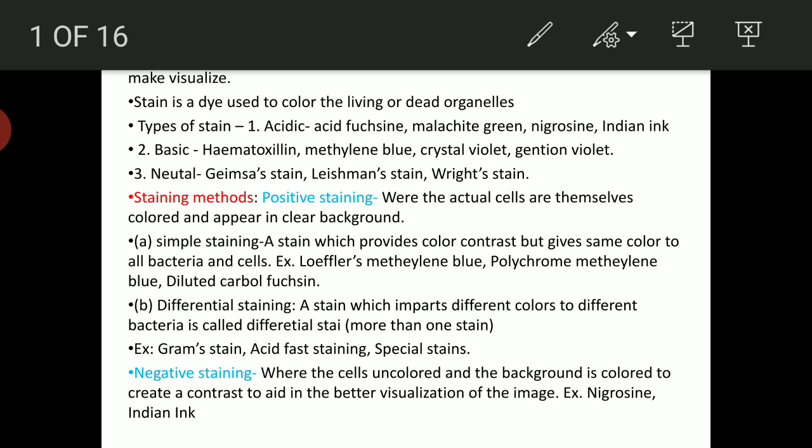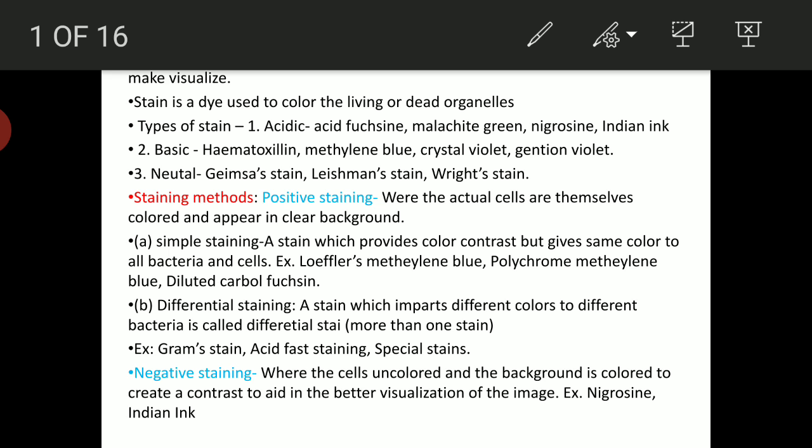Simple staining: a stain which provides color contrast but gives the same color to all bacteria and cells. Examples: Loeffler's methylene blue, polychrome methylene blue, diluted carbol fuchsin.